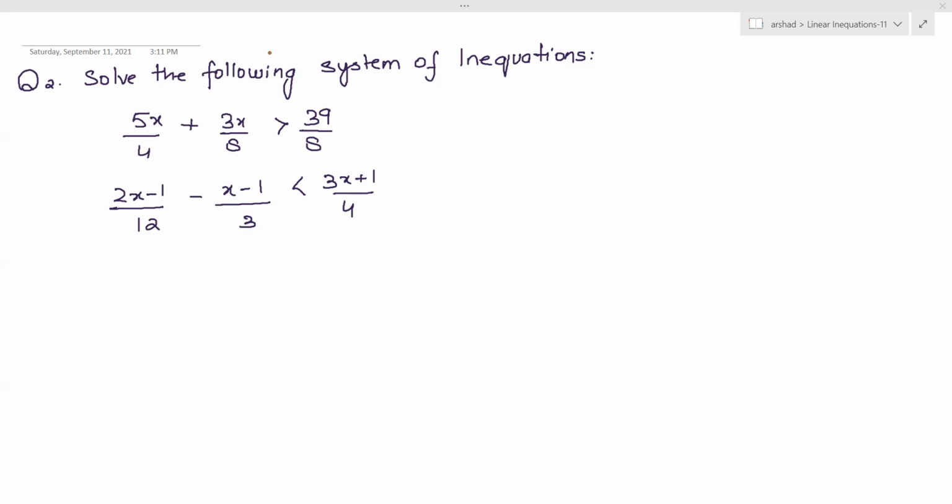Ikhra, I got your answer: x is greater than 3. Iram, your answer is correct, x is greater than 3 for the first part. Ikhra, please check the calculation. It should be x is greater than 3. For the first one, the answer should be x is greater than 3.